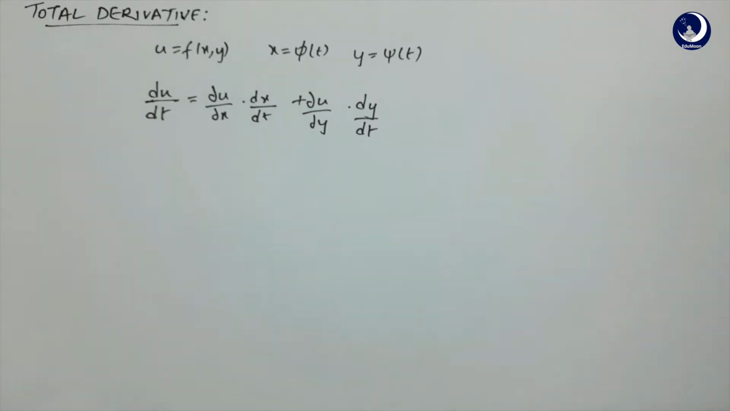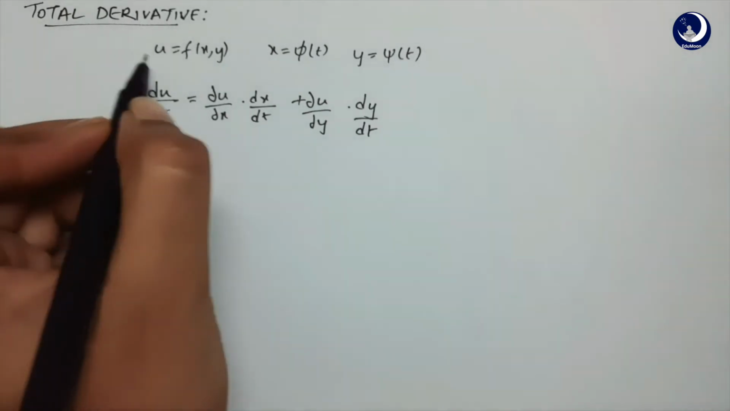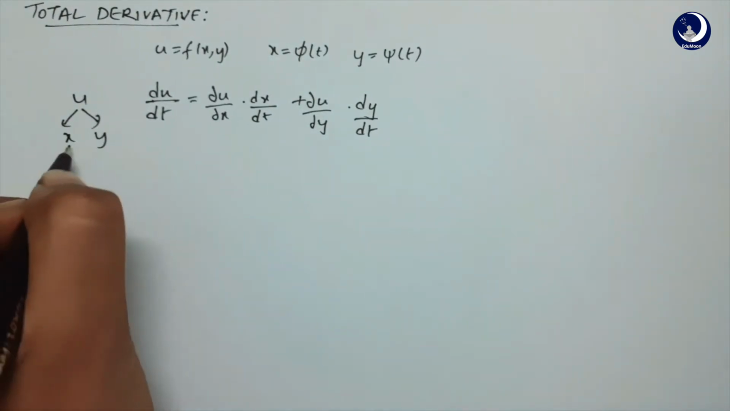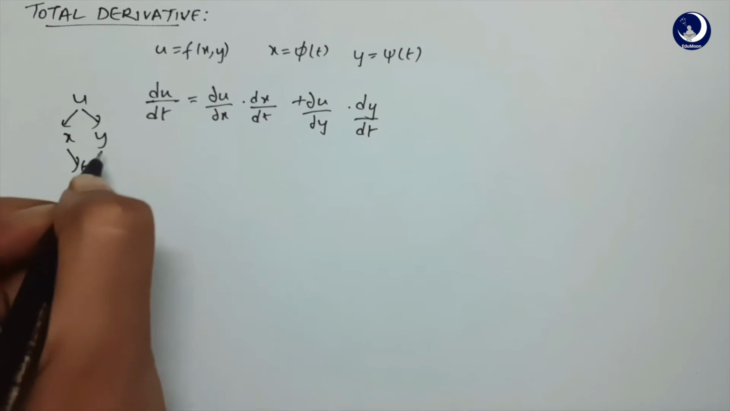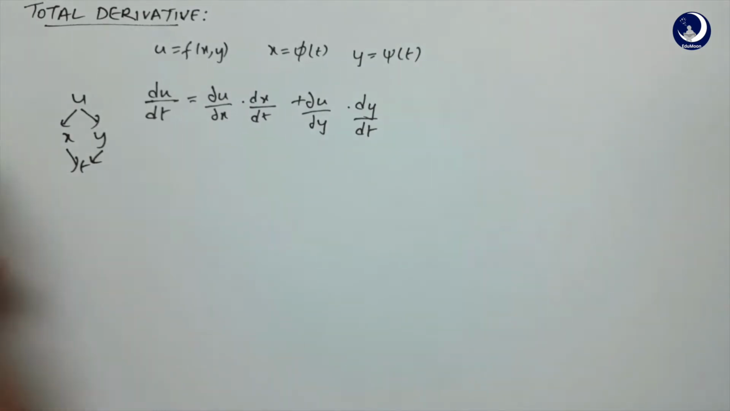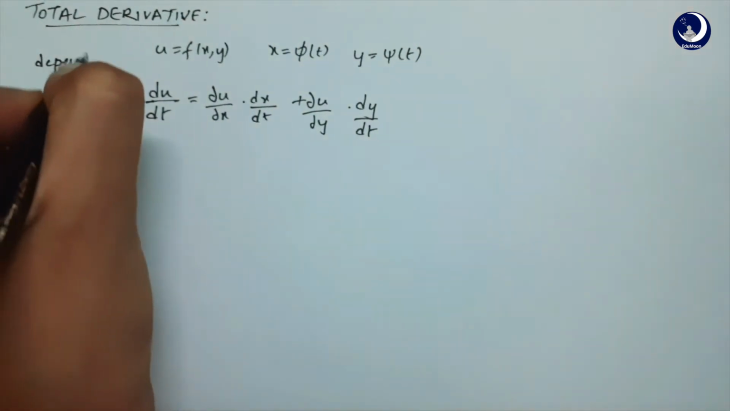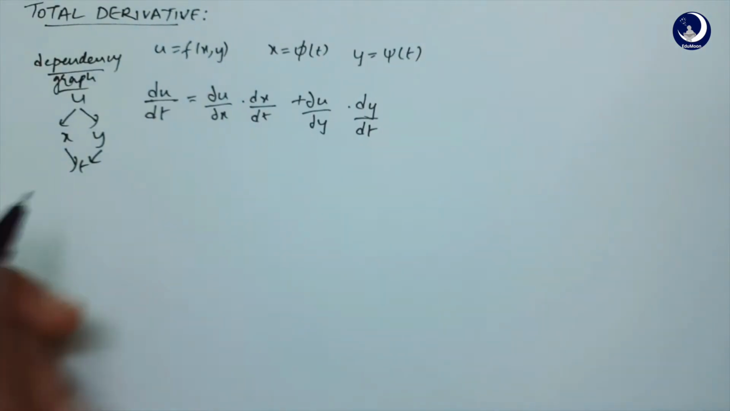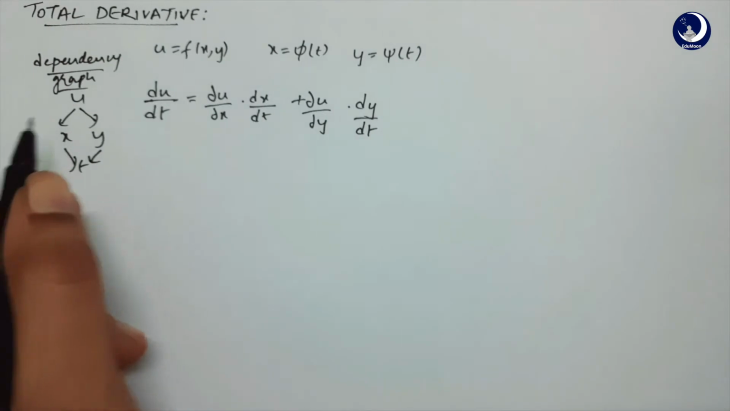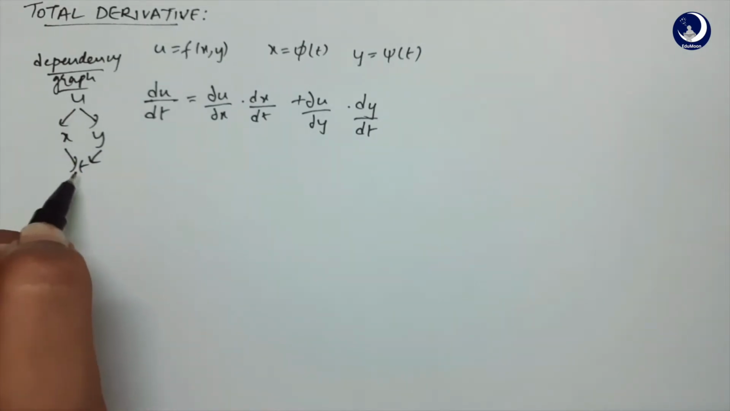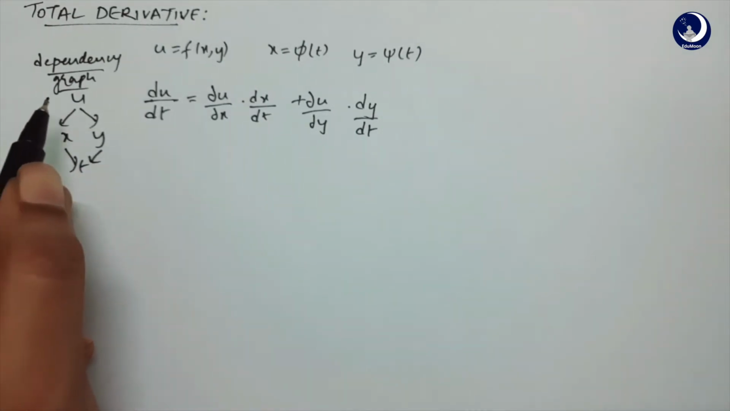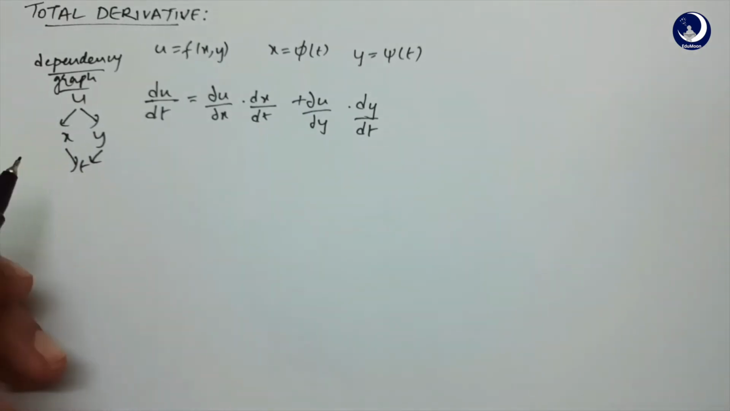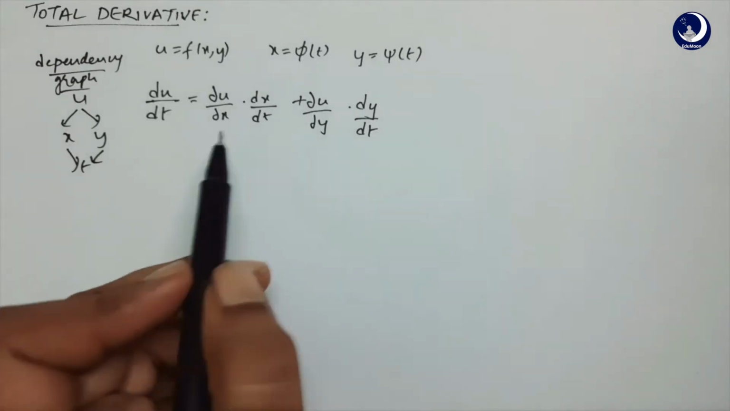Now how do we write these chains? In this given function, u depends on x and y, and x solely depends on t, and y also solely depends on t. This is called a dependency graph. Using this graph, we are finding du by dt. We check how we reach from u to t in every possible way, and each way gives us a term in this summation.